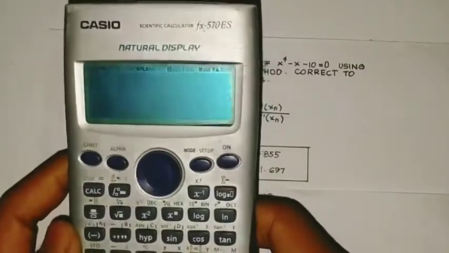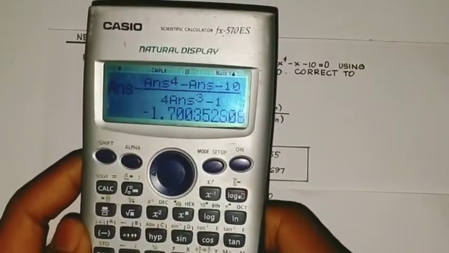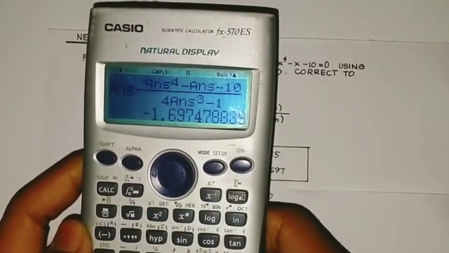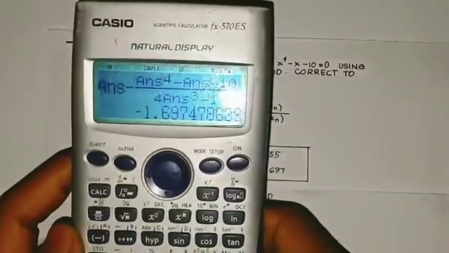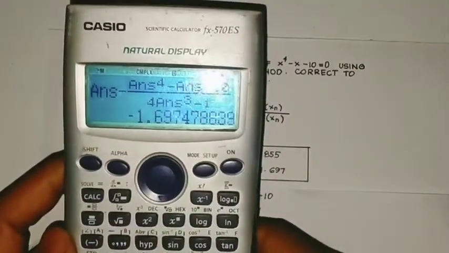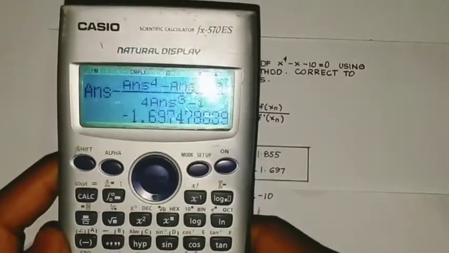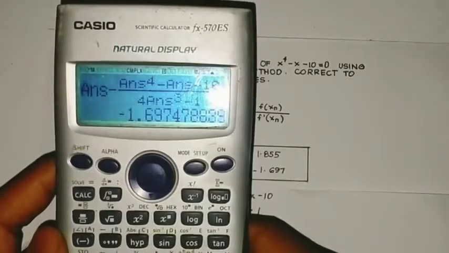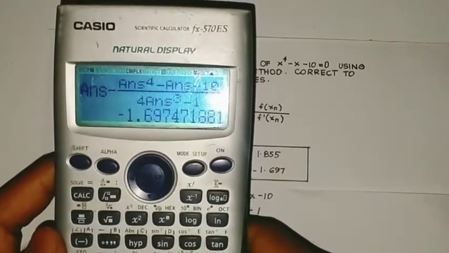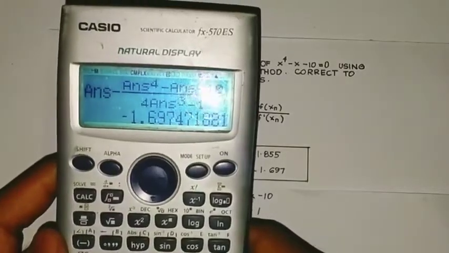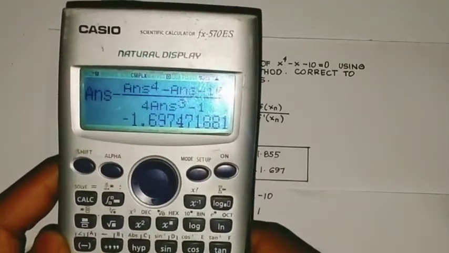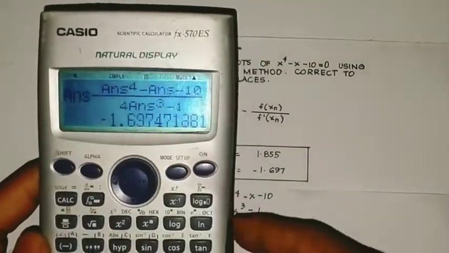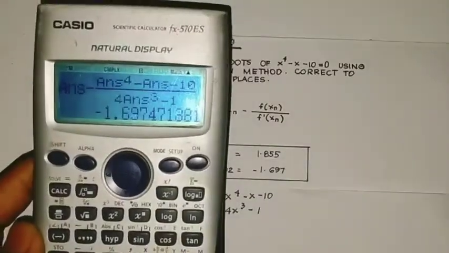Press nyo ulit yung equals. This equals to negative 1.700. Next is negative 1.697. So, titingnan lang natin dito yung 3 digit. Kapag nag-same yung previous iteration na 3 digit sa susunod na iteration, yan na yung root natin. So, dito, sa third iteration, it is equals to 1.697. And sa fourth iteration, yun. So, nag-remain yung 3 digit na decimal places natin. So, it is equals to negative 1.697. Therefore, we conclude na it is equals to negative 1.697.